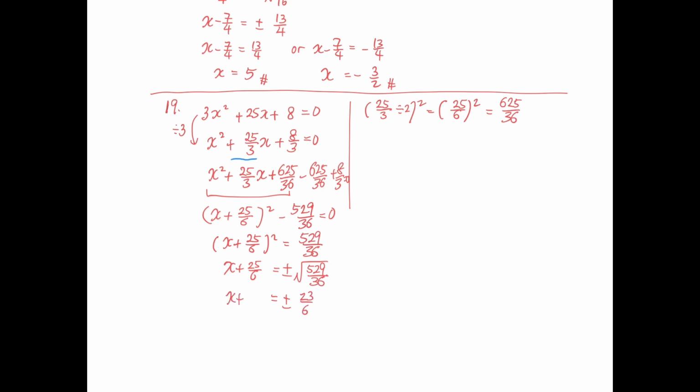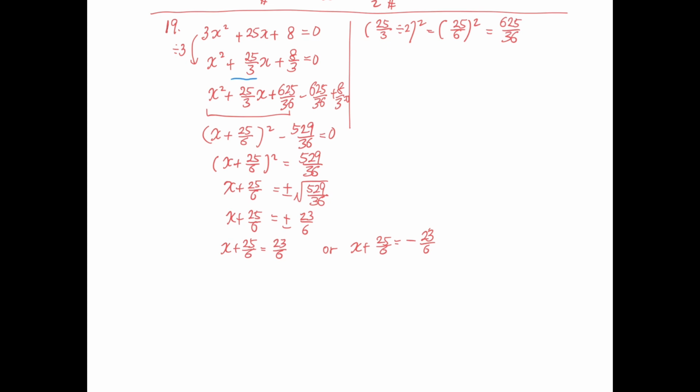In that case, we can separate them: x plus 25 over 6 equal to 23 over 6, or x plus 25 over 6 equal to minus 23 over 6. We have plus and minus here. So we just move on. 23 over 6 minus 25 over 6, so this is minus 1 over 3. And this is minus 8.